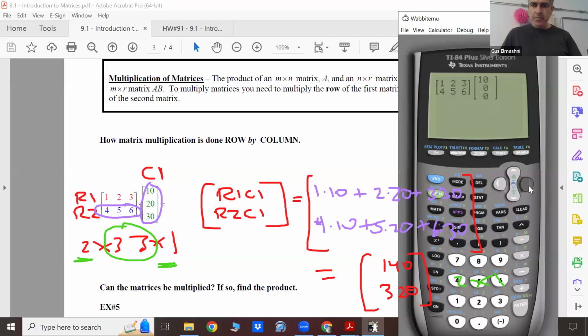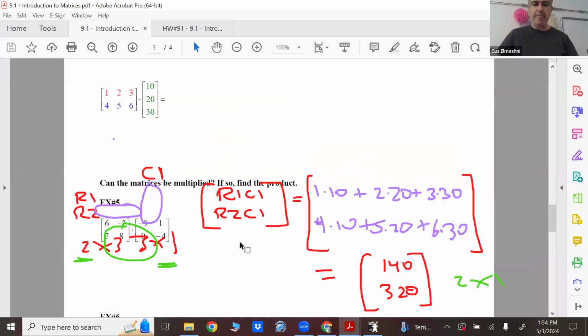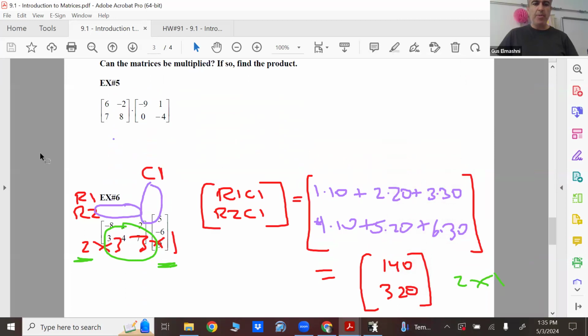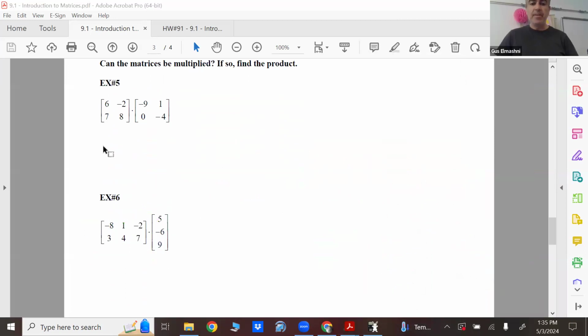10, 20, 30. And there you go, 140, 320. So pretty easy, right? Now, if it can be multiplied, we just say so. So let's do this one here.